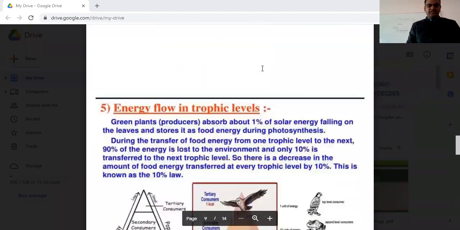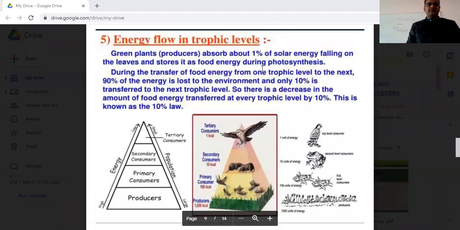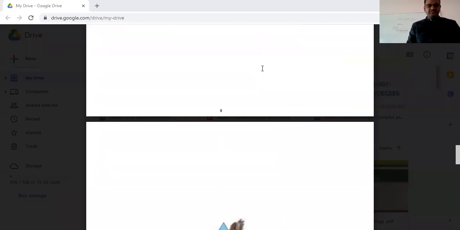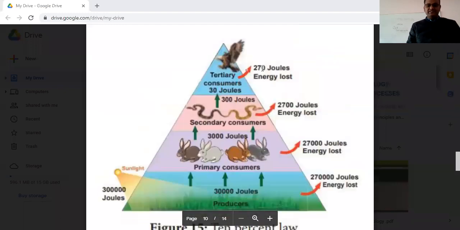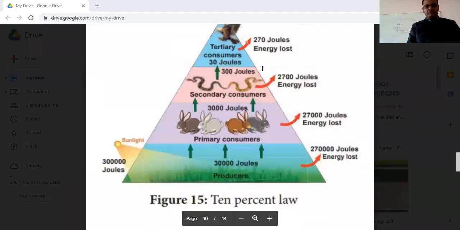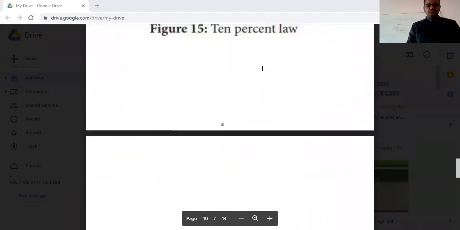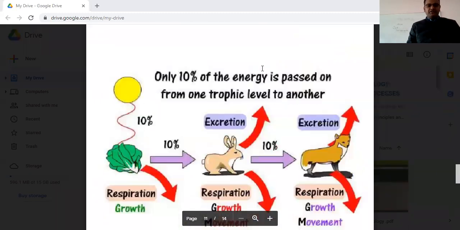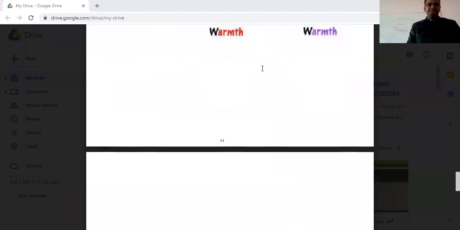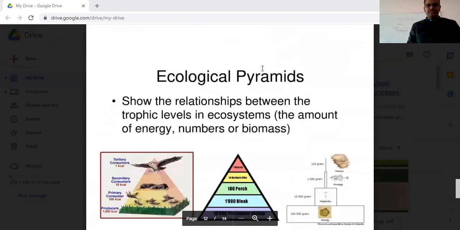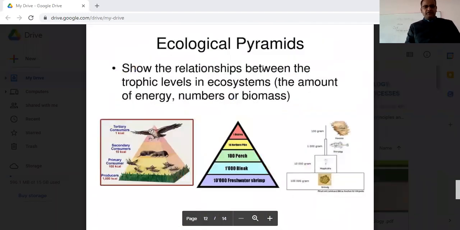Yesterday in our class, we also discussed energy flow in the trophic levels, or energy flow in an ecosystem. Then we discussed Lindeman's 10% law of flow of energy in an ecosystem. Now today, our topic of discussion will be the ecological pyramid.